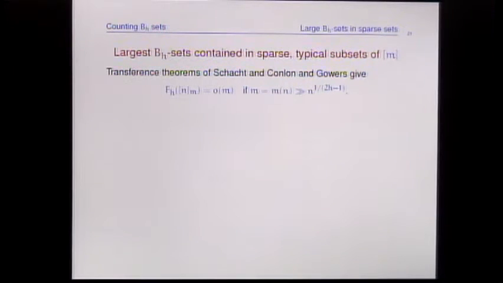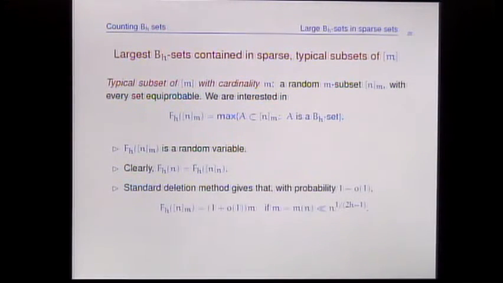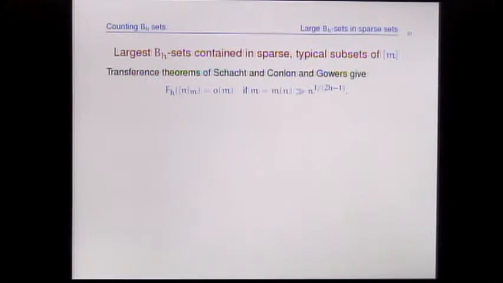And you can ask, okay, what happens for larger m? It turns out that if you are above this threshold that we have seen, n to the 1 over 2h minus 1, the picture changes completely. The largest BH set you can find inside the random set is actually of order little o of m.